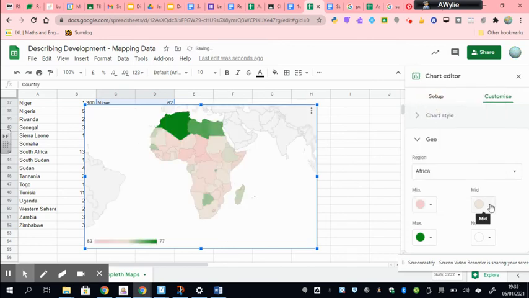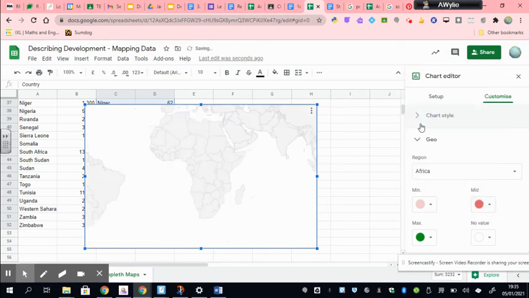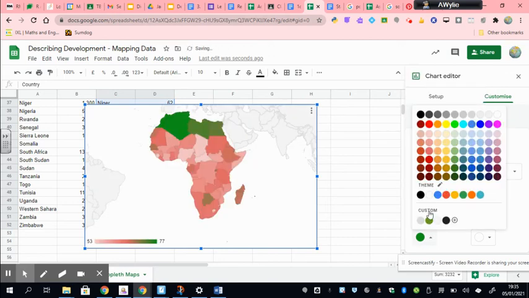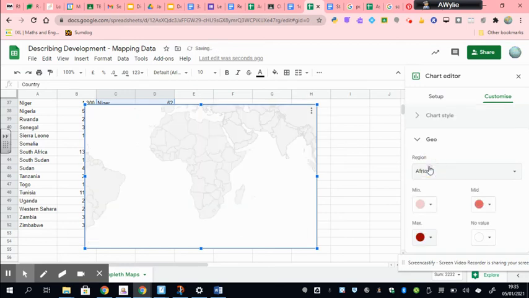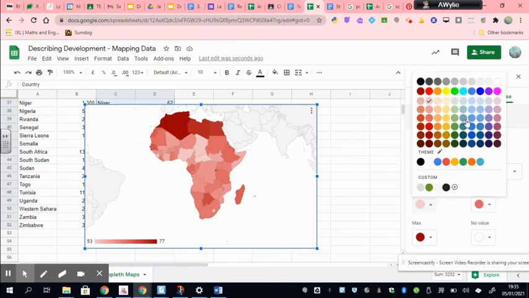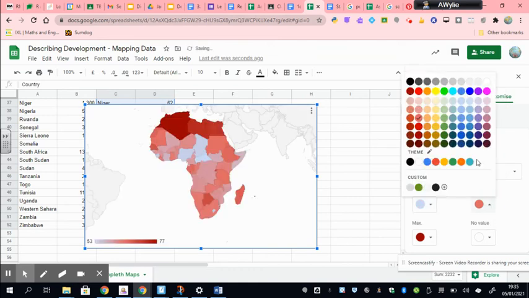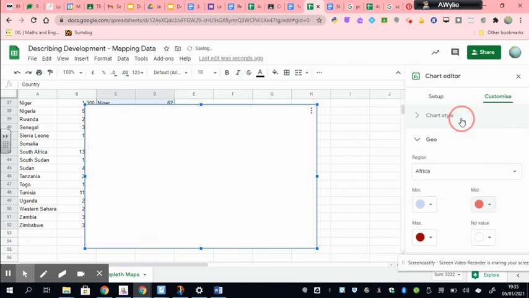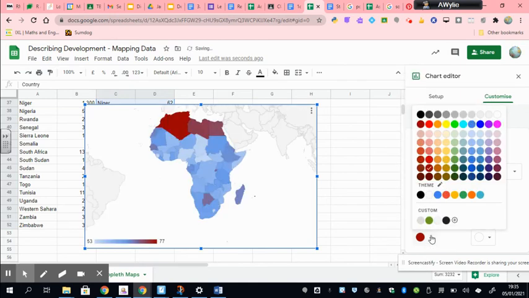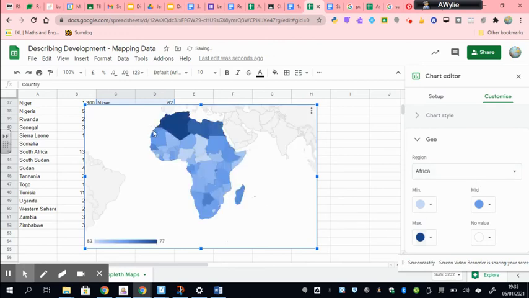My middle value, I'm going to go for this one here. And my maximum value, I'm going to go for the darkest shade. So I've got my low countries, my middle ranked countries, and my countries with the highest. Now I could change that just to show you. I could go with light blue, mid blue, and dark blue. And that's how my map would look.